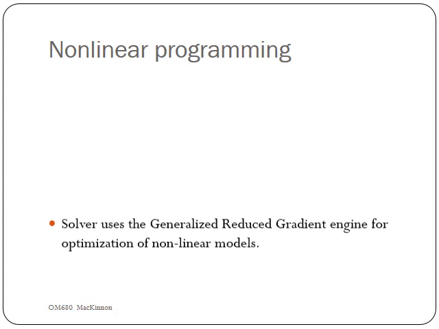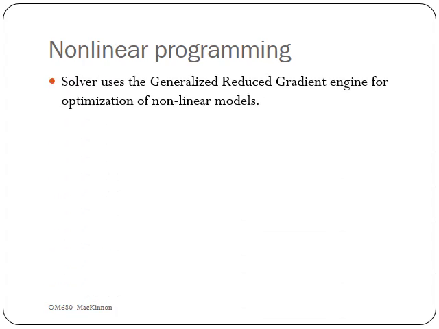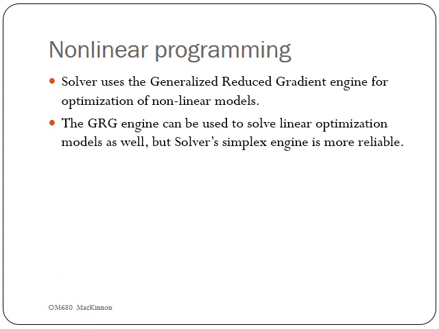So, nonlinear programming. Solver uses the GRG engine for the optimization of nonlinear models. Now, the GRG engine can be used to solve linear optimization models. In fact, some of you, and I've done it too, have left Solver on GRG when we've solved linear programs. But as some of you have experienced, it doesn't always give you the same optimum as the linear solver. That's because the linear solver is guaranteed to find the global optimum, but the nonlinear engine is not.